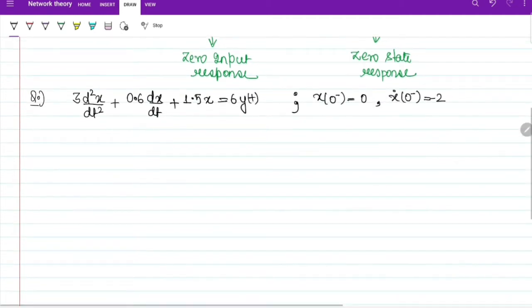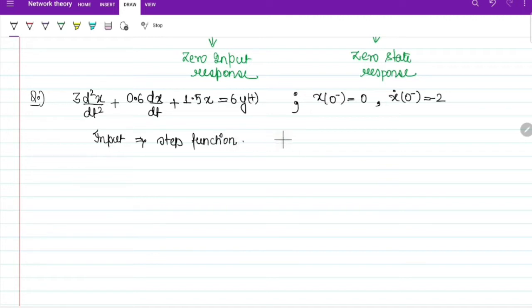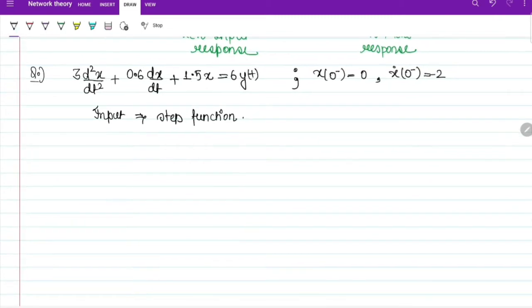Now the input of this system is a step function. Okay, so we all know the step function. What is the step function? That is u of t. Okay, it should be like that. This is the step function. u of t will be 1 if t is greater than 0. First we will take the zero input response.